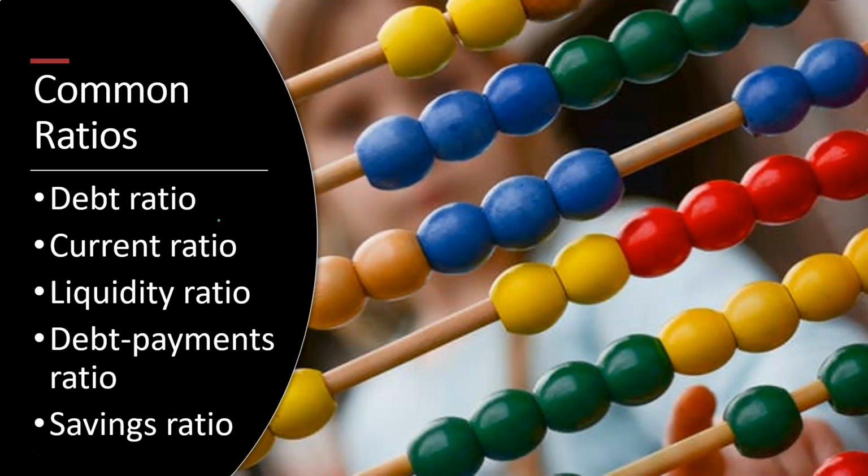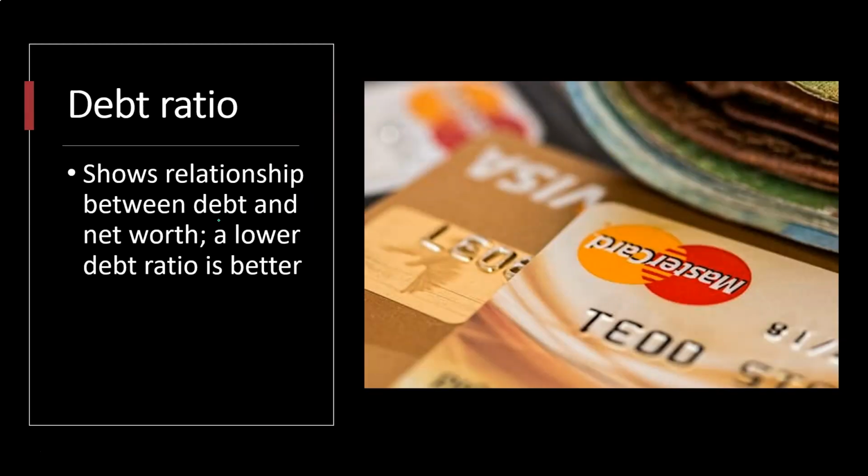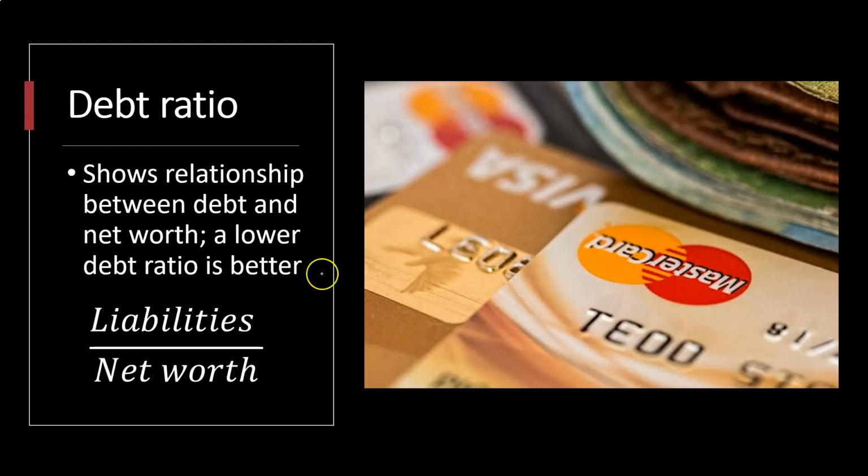So we'll take a look at each of these a little bit closer by themselves, starting with the debt ratio. The debt ratio shows the relationship between debt and net worth. A lower debt ratio is better. The calculation, the ratio, these are all going to be basically division problems. We've got the liabilities divided by the net worth. Now, these are both on the balance sheet, so they're showing us where we stand at a point in time. The liabilities, you'll recall, are what we owe to third parties. So that's our debt, like the credit card, loans, mortgages, and so on.